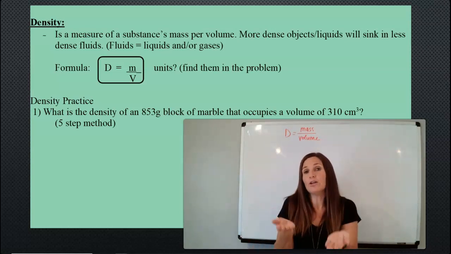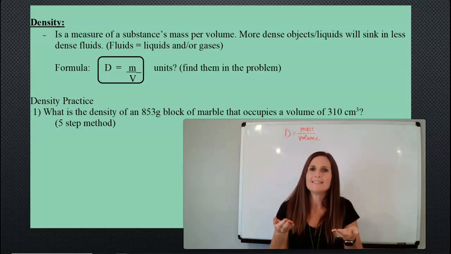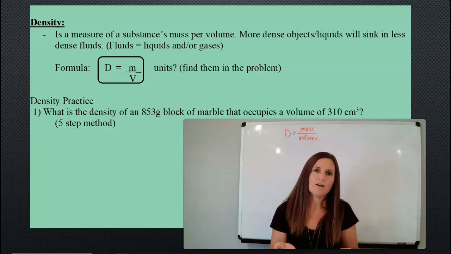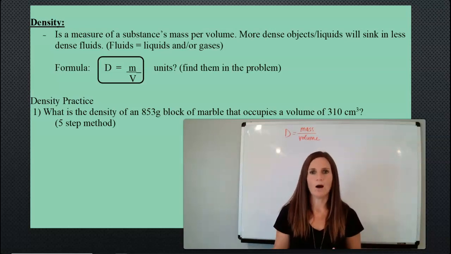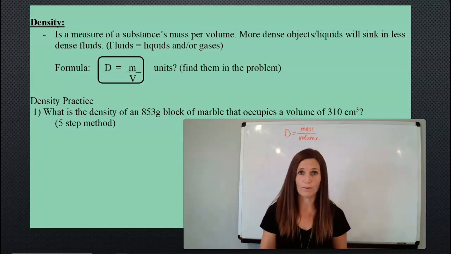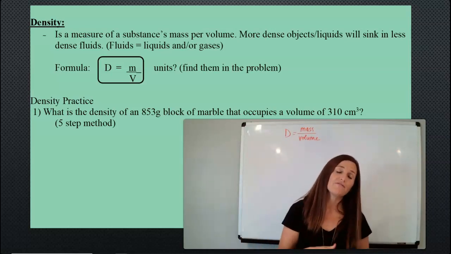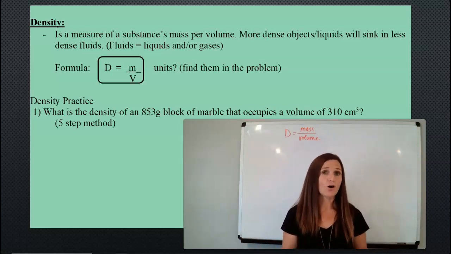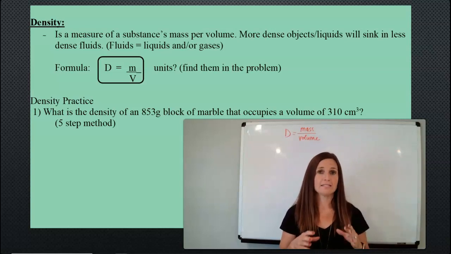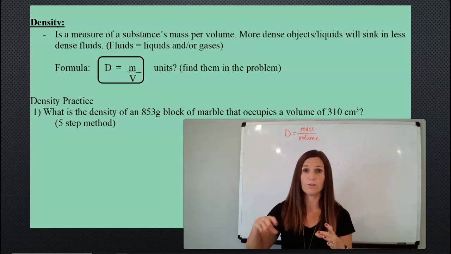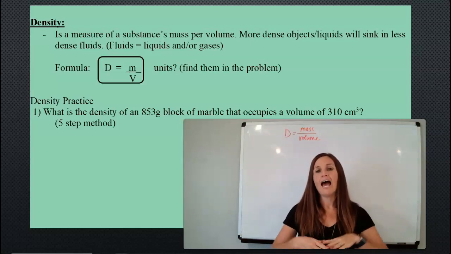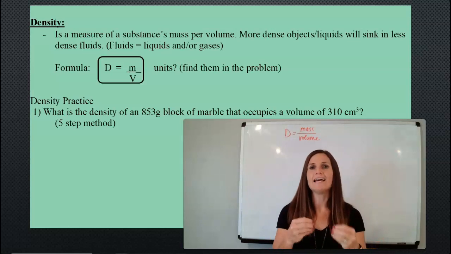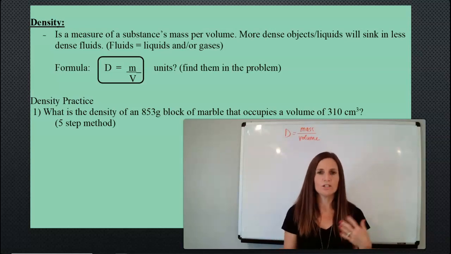Two items might look very similar, but we can tell them apart based off of their density, their mass to volume ratio. So right now, we're going to practice a couple of density problems. We're going to learn the 5-step method for solving problems, which is going to follow you through the rest of the semester. And then we're even going to learn how to use density to identify a material. We're going to do all of those things in the next little bit.